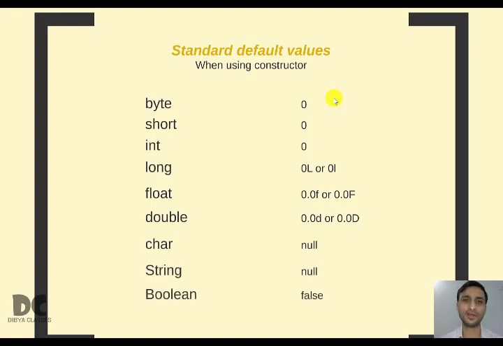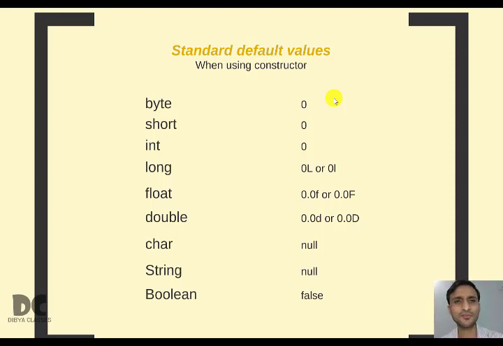Everyone has their default value. So a question will come: what is the default value of int? You have to write 0. Or what is the default value of string? You have to write null. So you have to remember this table. Please make a note in your copy. It is also present in the printed book that is given to you. So you have to remember these values.